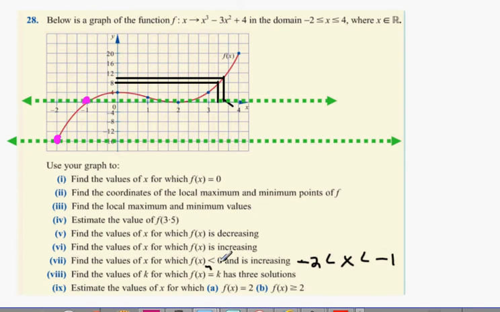If you change that to less than or equal to, what would happen then? Less than or equal to? You'd be wrong, basically. When it says find values for which x.